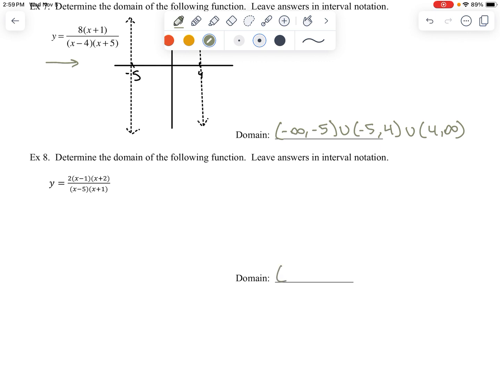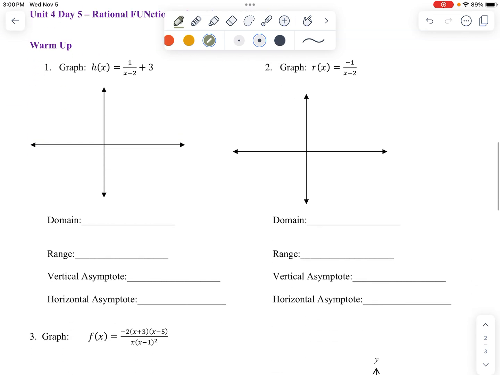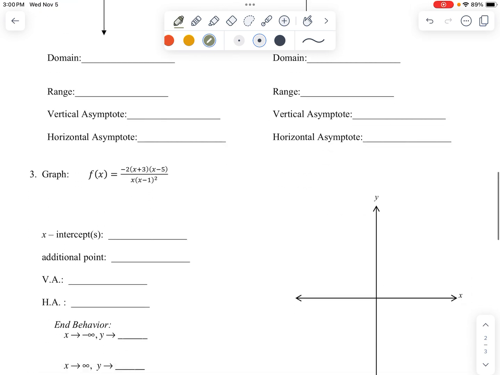This one I'm going to do without sketching a graph. So the first vertical asymptote's at -1. So it's going to be -infinity to -1. And then -1 to 5. And then 5 to infinity. Honestly, we've done examples like this, so I'll leave that for you to do, but I'll go right to example 3.